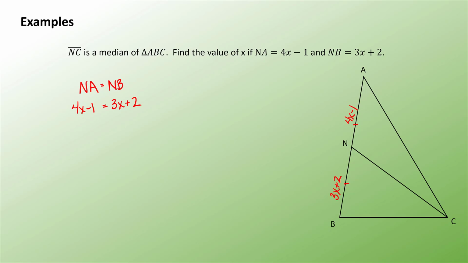And now all we need to do is solve for x. Subtract 3x from each side. So x minus 1 equals 2, and then add 1 to each side. And we find x equals 3.